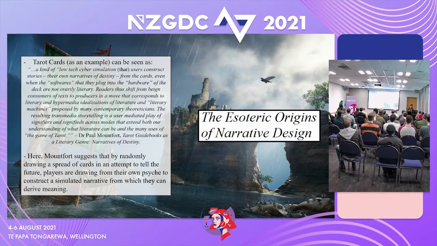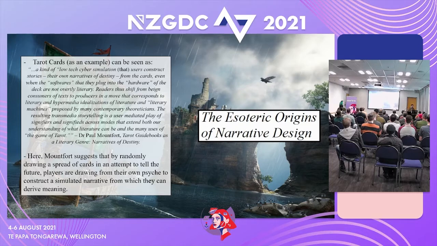So we'll look at one example today. We're going to look at tarot cards. Tarot cards can be seen as a kind of low-tech cyber simulation, where users construct stories, their own narratives of destiny, from the cards, even when the software they plug into the hardware of the deck is not overtly literary. Readers thus shift from being consumers of text to producers, in a move that corresponds to literary and hypermedia idealizations of literature and literary machines, proposed by many contemporary theoreticians. The resulting transmedia storytelling is a user-mediated play of signifiers and signifieds across modes that extend both our understanding of what literature can be and the many uses of the game tarot.